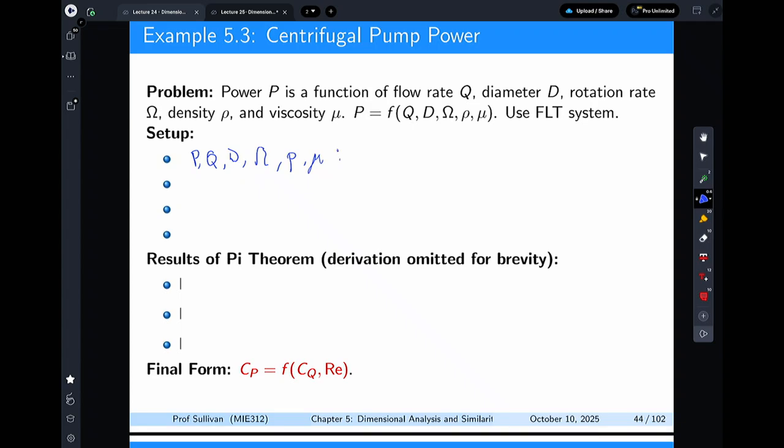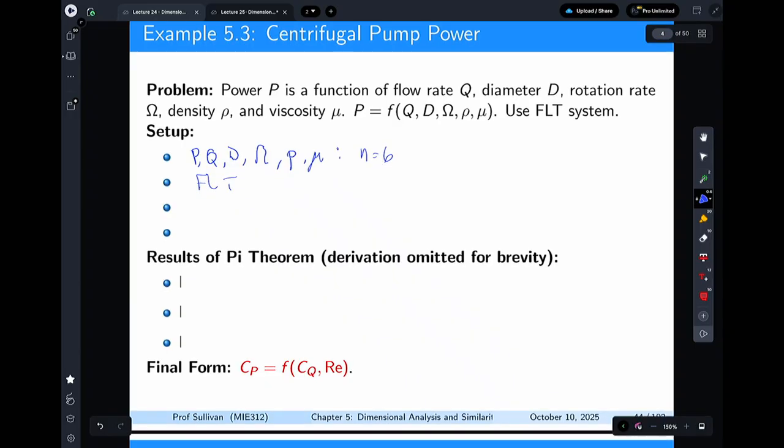And that will give me an n equals 6. I've been forced to use an FLT system, so J equals 3. And I get K equals n minus J, which is equal to 3. So unlike the previous problem, because I have this extra variable in there, I will have 3 pi groups that appear.